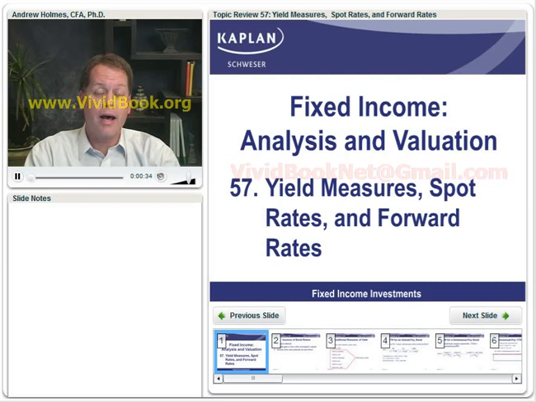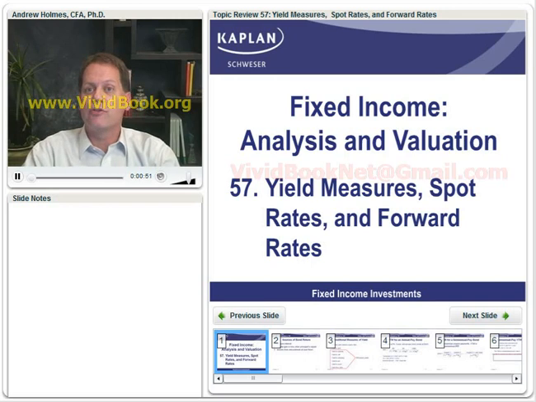I think you'll find that if you, one, get a good handle on what is the difference between a spot rate and a forward rate, and then two, practice this just a little bit, it becomes fairly easy. So it's not the easiest thing in the curriculum, but a little bit easier.